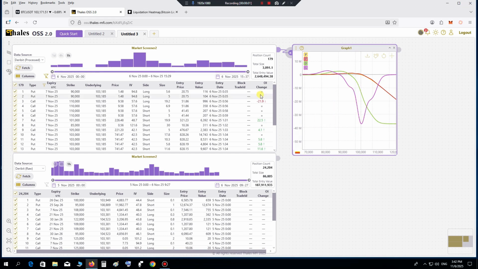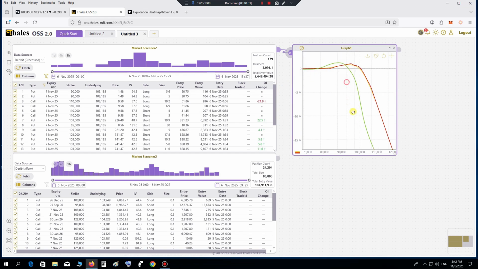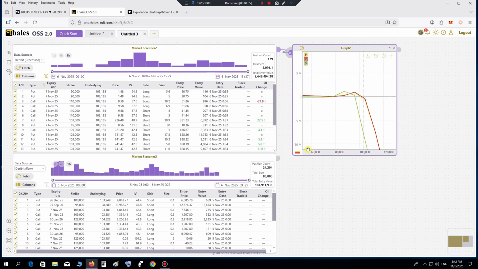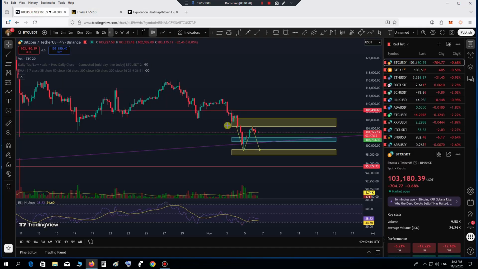But on the downside, again, you can see that up to the delta peak, 91,000 has been seen as the floor. So again, here we can more likely expect a move to the downside, given the structure that's formed here.